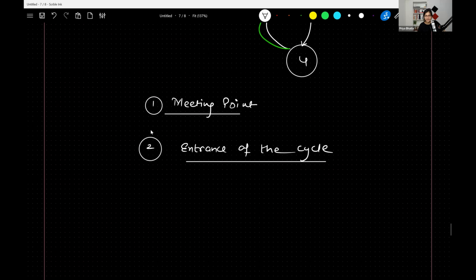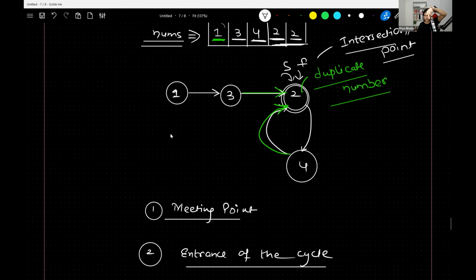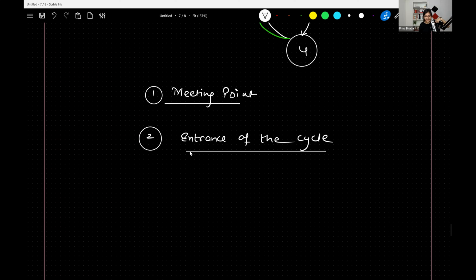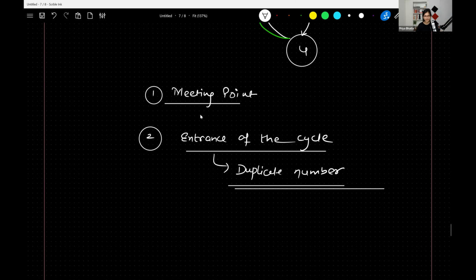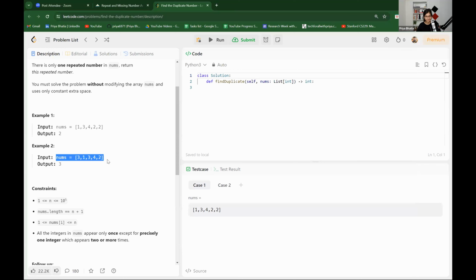Coincidentally, in this example, our cycle started from this 2 itself. That's why you will observe that both of the pointers meet at this 2. Meeting point or intersection point is also at 2. Entrance is also at 2. So the entrance of the cycle is where we will be having the duplicate number. I will take some other example and then again we will discuss the same thing, because here 2 is coming up. It might confuse you. Let's take this example and then we will again see.